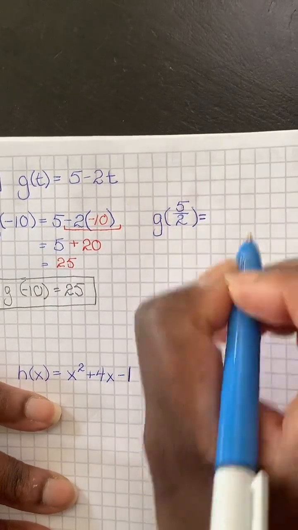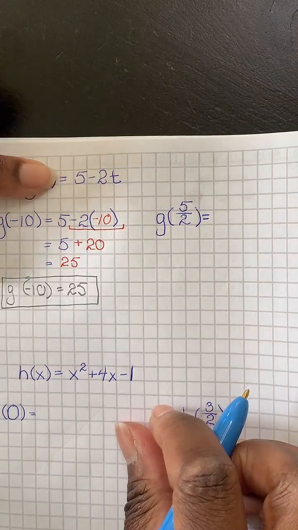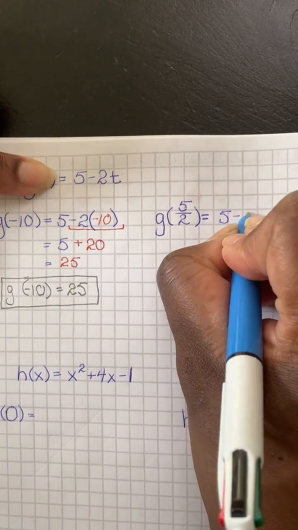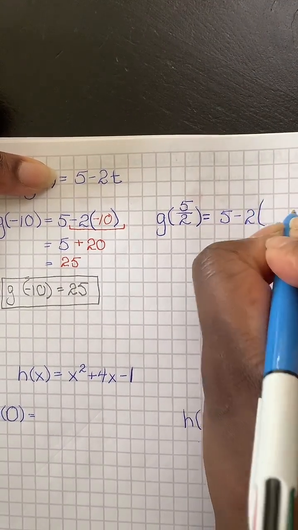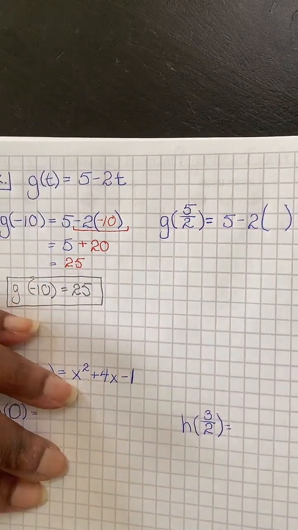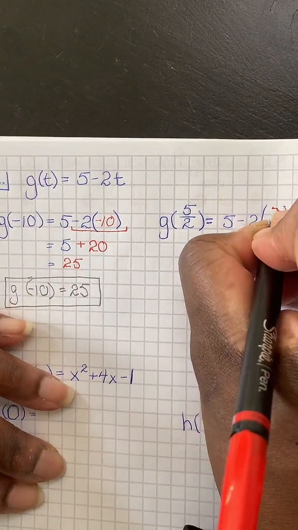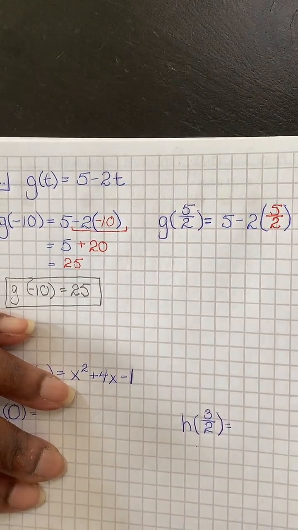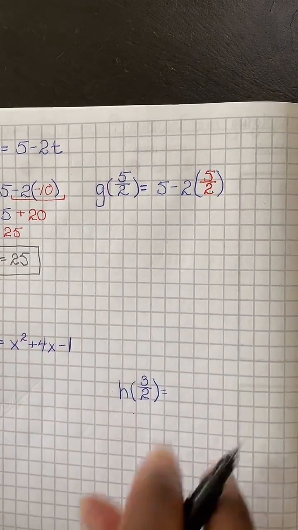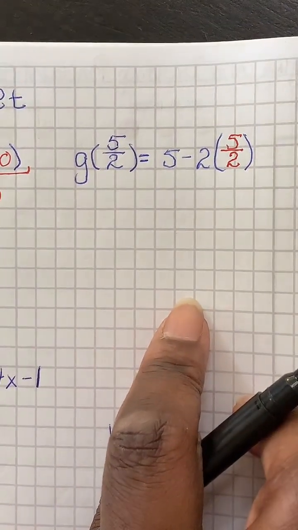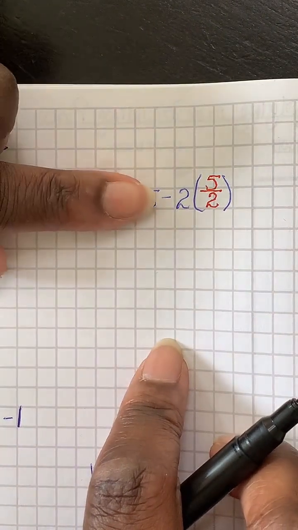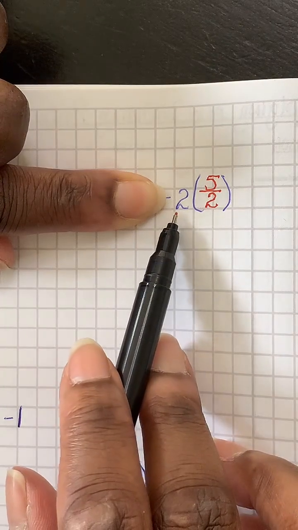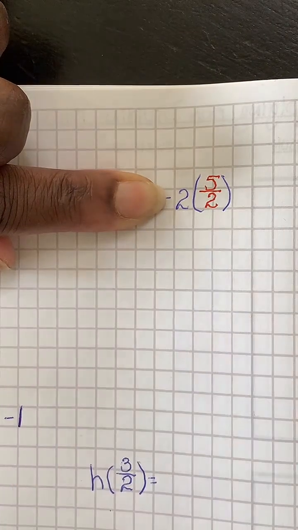So we have our equals. Rewrite your function. So we're looking at 5 minus 2, and instead of the t, you're going to put your 5 halves. Okay, remain calm, remain calm. Now, let's focus on the 5 halves. Let's ignore this stuff for right now. You have a whole number being multiplied by a fraction.